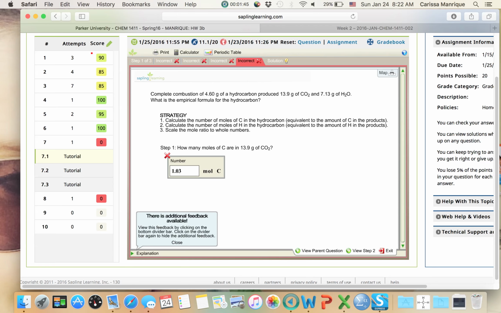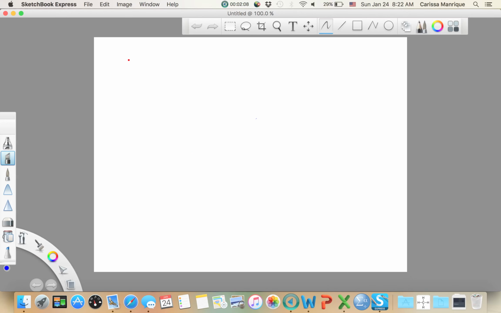A hydrocarbon, as you see here, is made up of carbon and hydrogen. Hydro meaning hydrogen, carbon meaning carbon. So the first thing we need to do is find the moles of C and the moles of H, and then do our regular empirical formula calculations. The hardest part, I guess, is getting the moles of carbon and hydrogen. You get your moles of carbon through the amount of CO2.